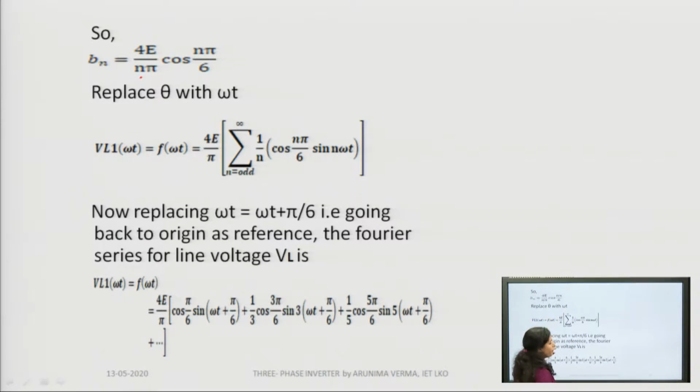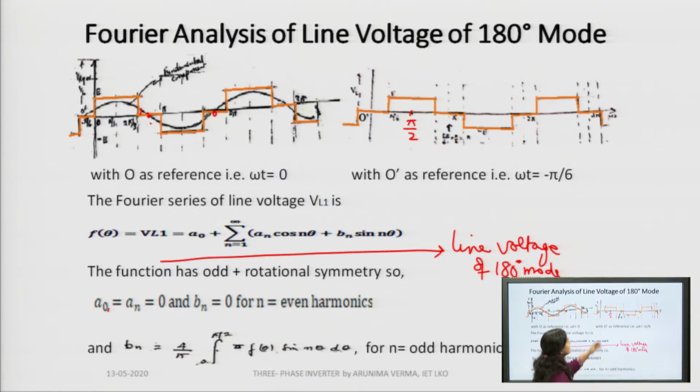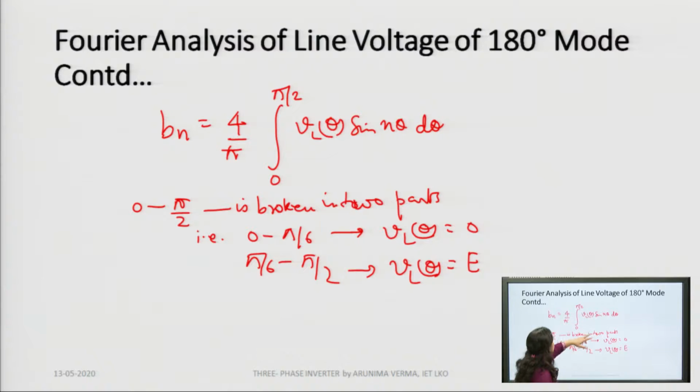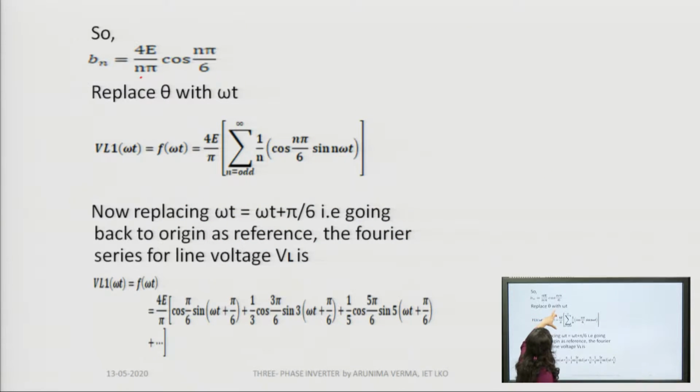Replace theta with omega t. Why are we replacing theta with omega t? Because in this case the waveform that we are drawing is in reference to omega t, not theta. It is basically theta only, it is just the way of showing it. So, we will replace theta with omega t.